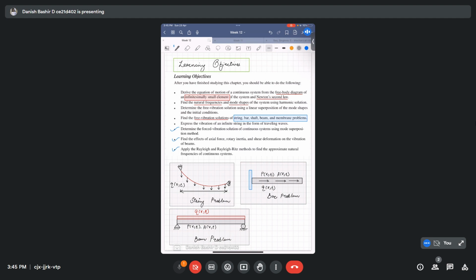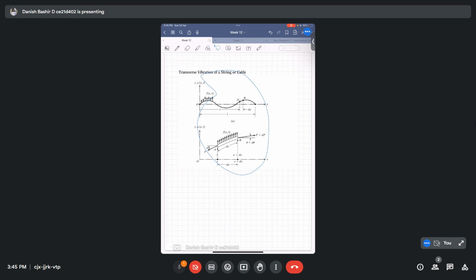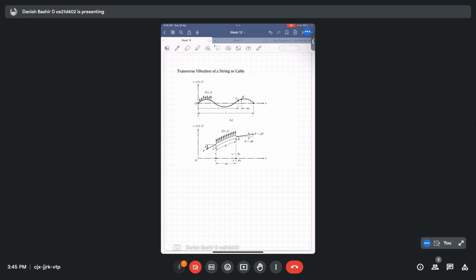These are the continuous systems that we will be dealing with for today's case. So starting with the first one, the transverse vibration of a string or a cable.